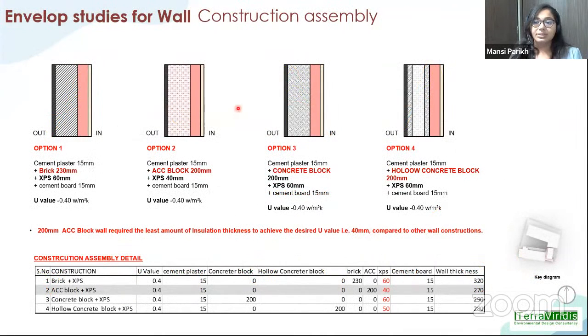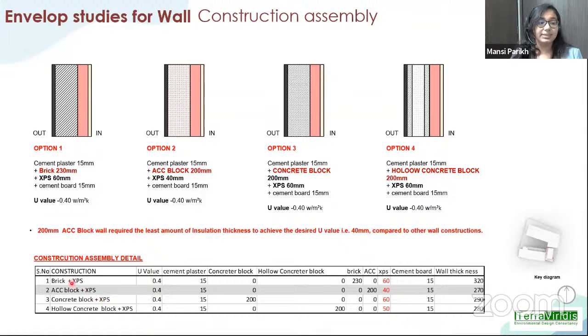Based on the insulation thickness, options for the wall constructions were given to the client with different construction materials as well as insulation thickness. There were options for brick, AC blocks, concrete blocks, and hollow concrete blocks. Amongst this, AC block with 200 mm thickness had the least amount of insulation required, that is 40 mm, and the others had almost 60 mm insulation required. Hence, this would have the least amount of wall thickness.